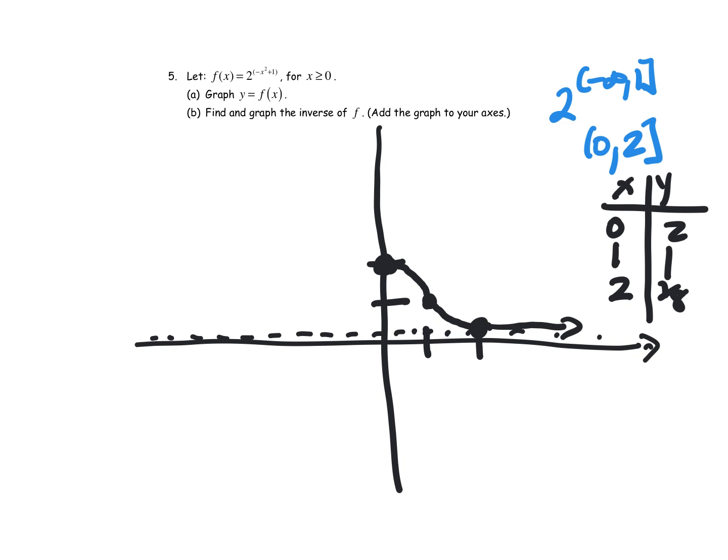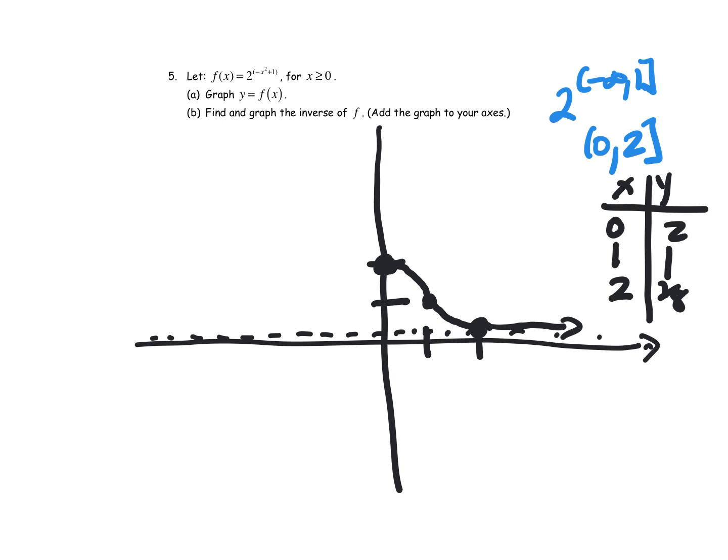So nice and rounded up here, and then going closer and closer. And if it was less than 0, 2, we would see it being symmetric across the y-axis, but we don't have that. So let's get rid of that. Okay.